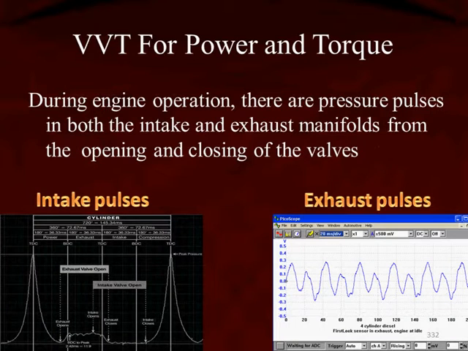have fit in. Now, during engine operation, there's going to be pressure pulses in both the intake and the exhaust system, in both the intake and the exhaust manifolds. Now, this is caused by the opening and closing of the valves. We see some charts on the bottom here. On the left we see intake pulses, and on the right we see exhaust pulses. We're not trying to do any test here. We're not trying to do any measurement. We're just showing you that, for example, on the right, the exhaust doesn't flow evenly out the manifold. It actually has pulses from the valves opening and closing.